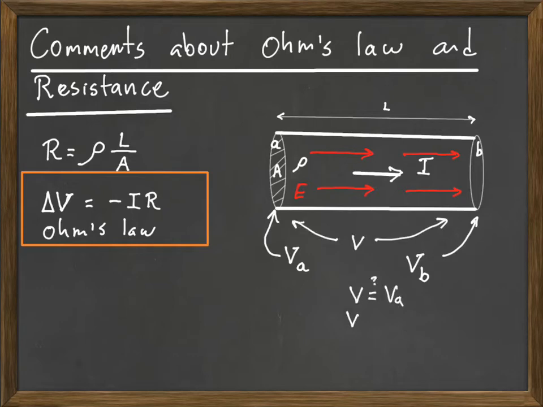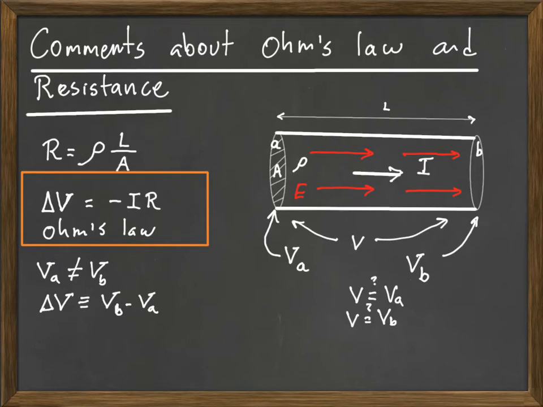Now these two values, V sub A and V sub B, are not equal to V, what was written in the equation for Ohm's law. In fact, that V in Ohm's law is neither V sub A nor V sub B. What it should be is delta V, which is the difference between V sub B and V sub A.